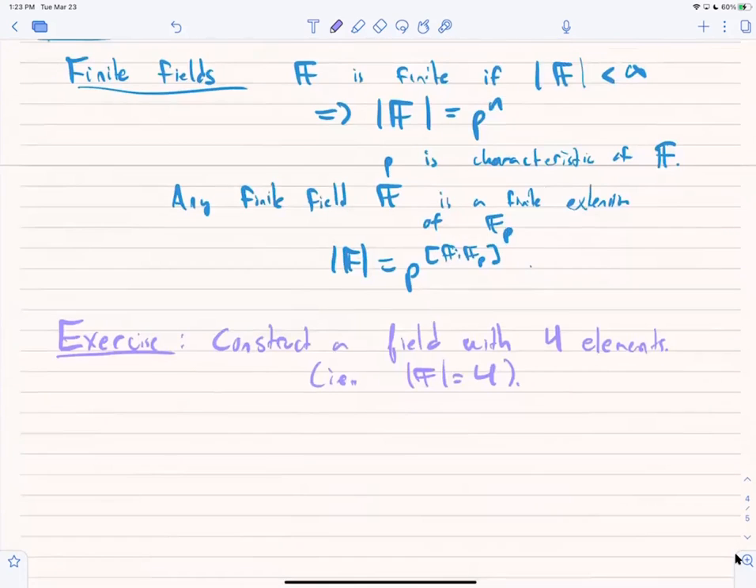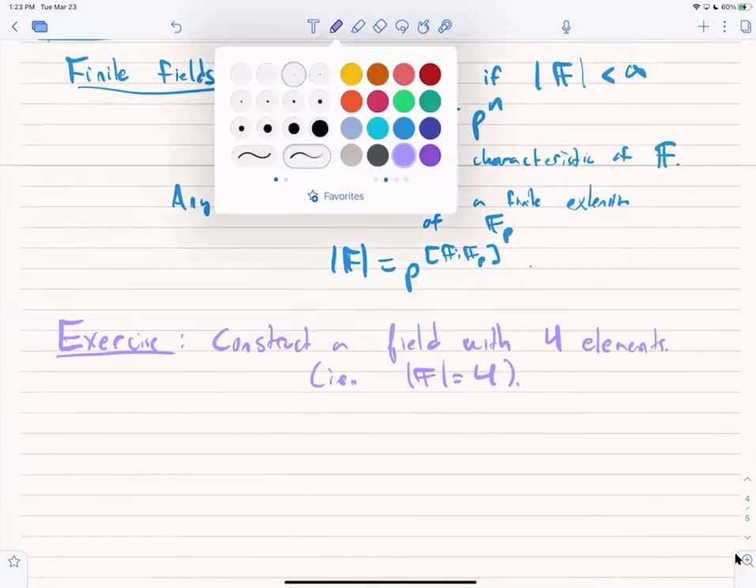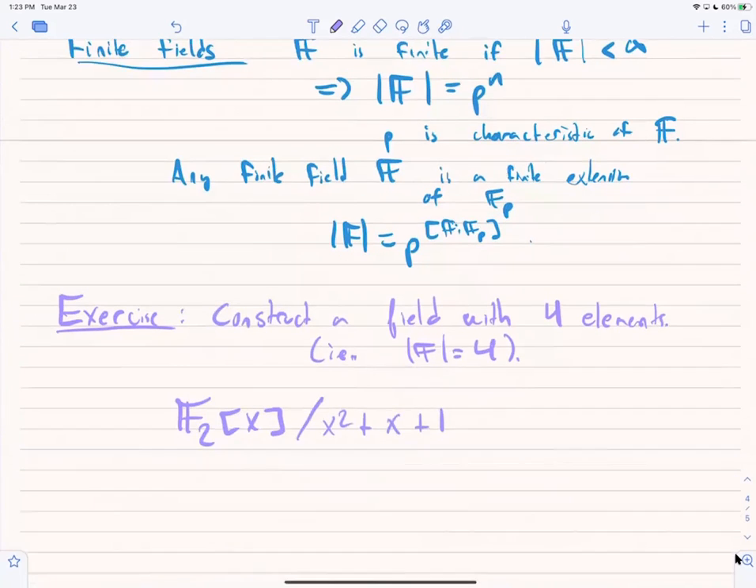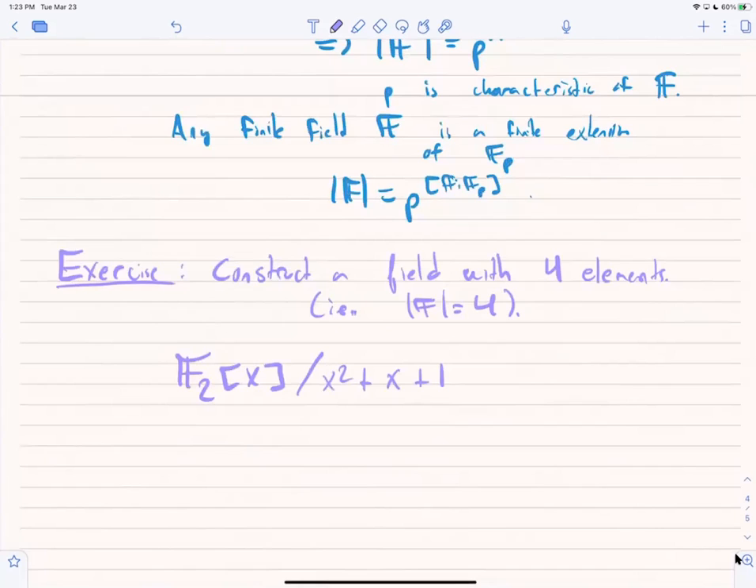Good. So the chat, someone just posted F2 join X mod X squared plus X plus 1. Okay, good. So, well, why is this a field with 4 elements? Well, it's a degree 2 extension of F2.